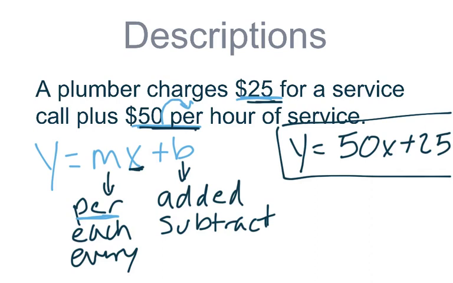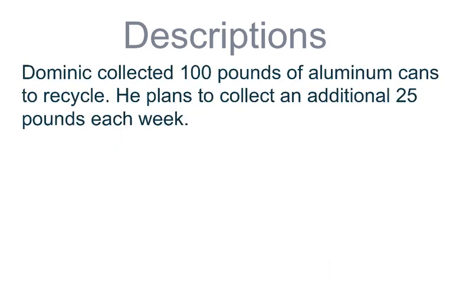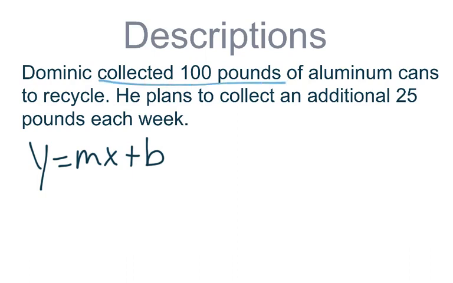All right, let's try one more. So it says Dominic collected 100 pounds of aluminum cans to recycle. He plans to collect an additional 25 pounds each week. So again, we're going to start with our formula. And then we're going to start looking for our keywords. So he collected 100 pounds. And that's just kind of there. He went collecting some cans to recycle.